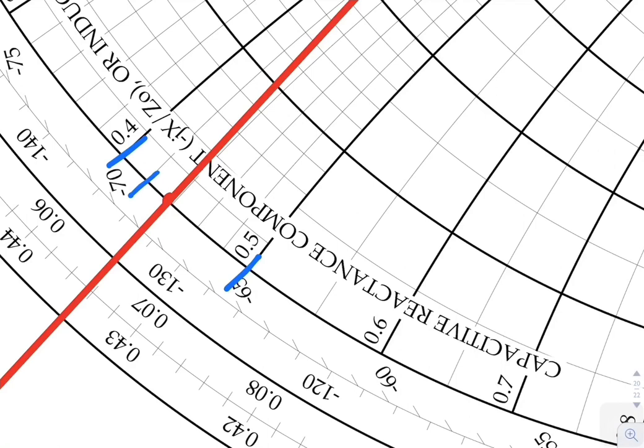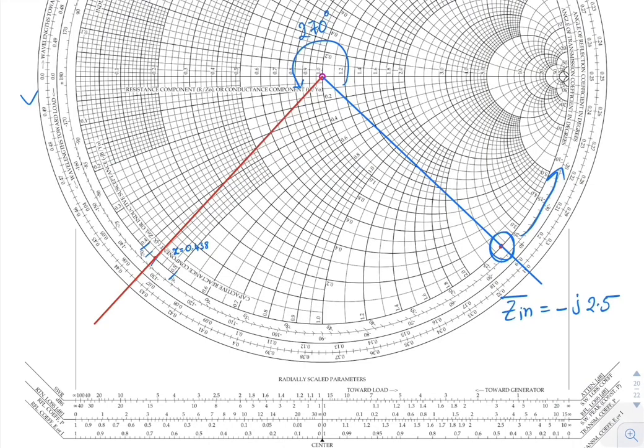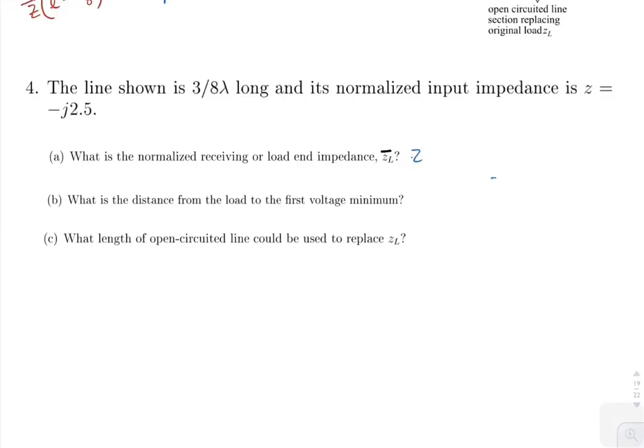0.42, 0.44 this is. Therefore let's put the value of x as 0.438 because it is very near to 0.44. Therefore normalized load impedance equal to minus 0.438 j. Therefore ZL bar equal to minus 0.438 j.